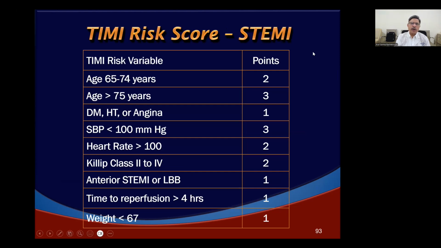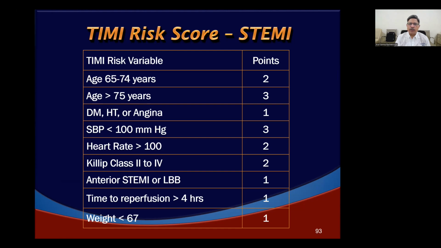Now, TIMI score and STEMI. We have seen the TIMI score for NSTEMI. Now we are seeing the TIMI score for STEMI. Age 65 to 74, 2 points, more than 75, 3 points, diabetes, hypertension, angina, 1 point, systolic blood pressure, hypotension, 3 points, tachycardia, 2 points, Killip class 2 to class 4, 2 points, anterior STEMI or LBBB, 1 point, time to reperfusion more than 4 hours, 1 point, weight less than 67, 1 point.